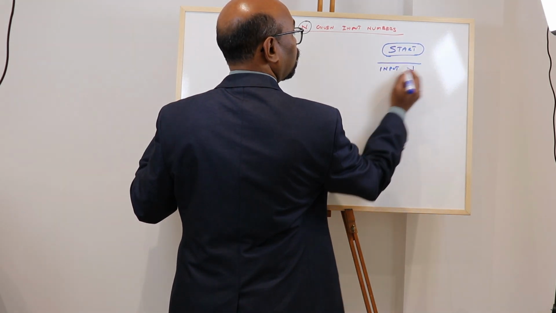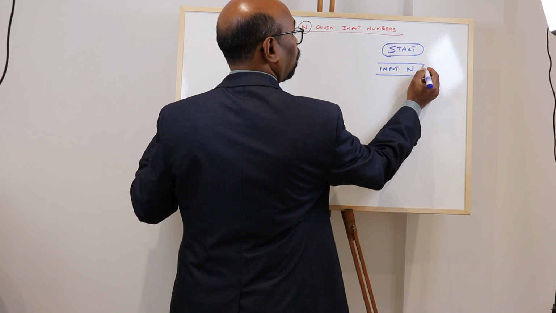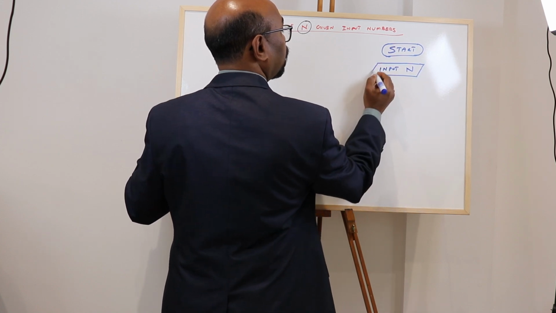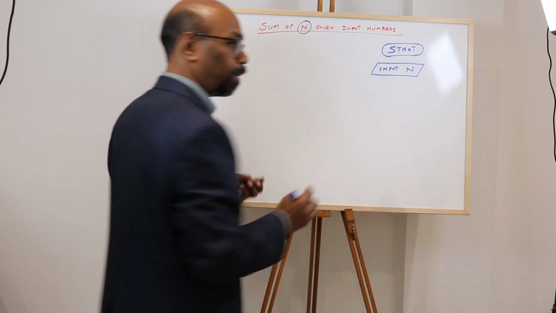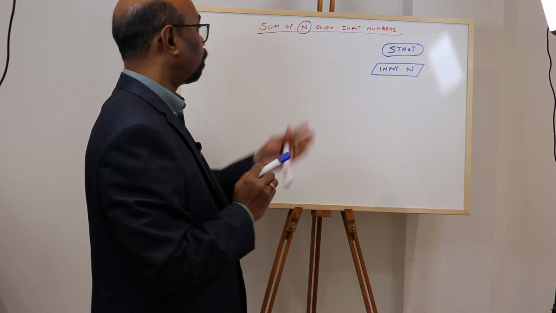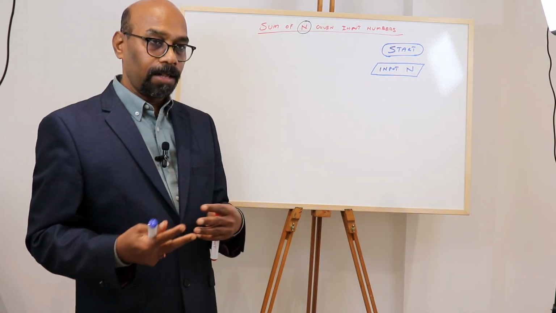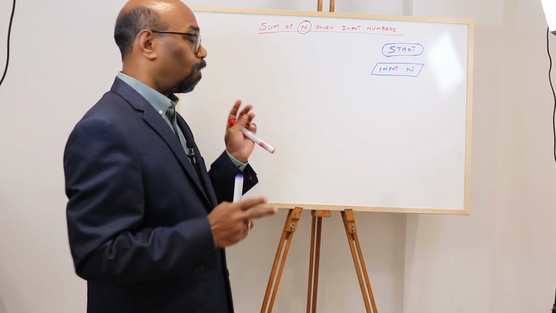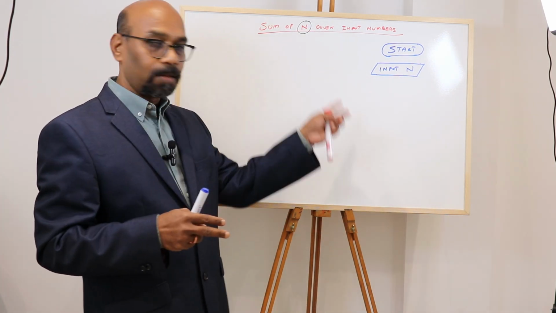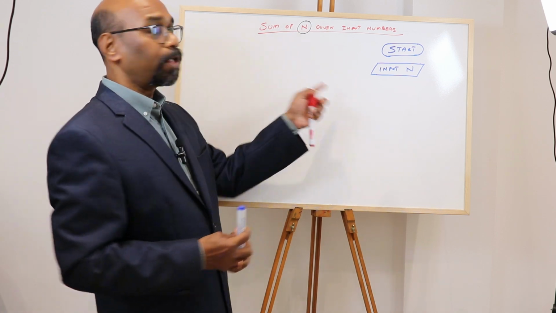Again, this is the input that we denote using a parallelogram. Okay. So now we got the n. Now we know how many numbers we are going to add. What are all those numbers? That comes next.